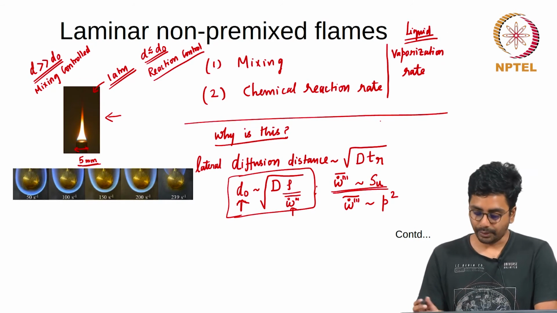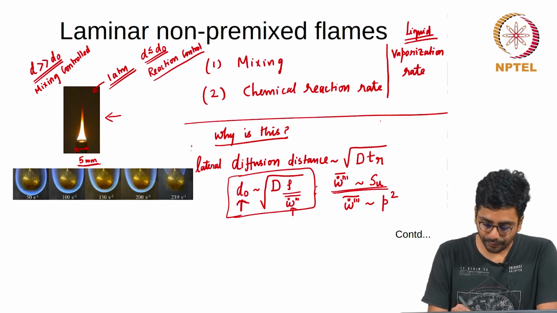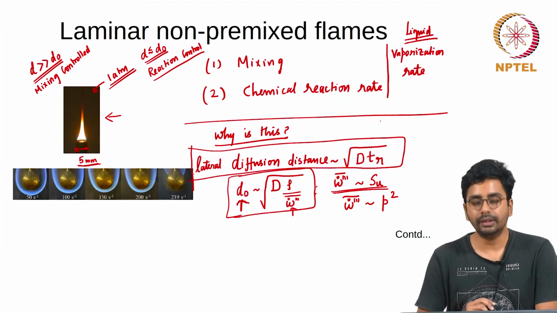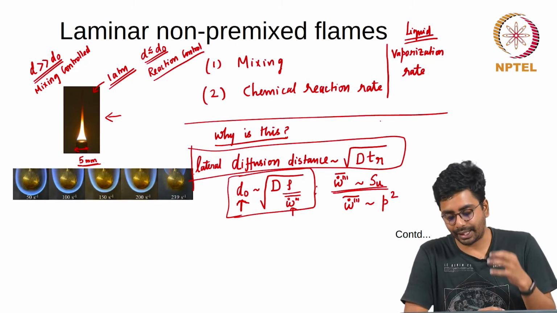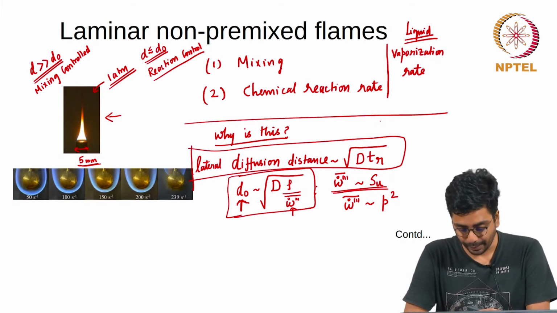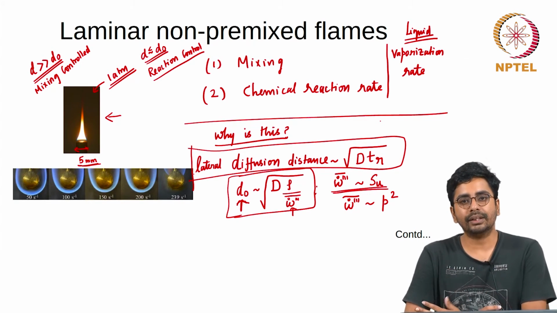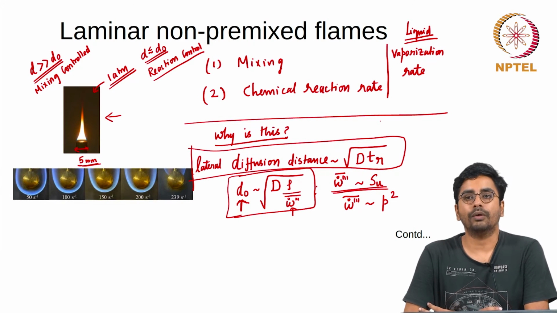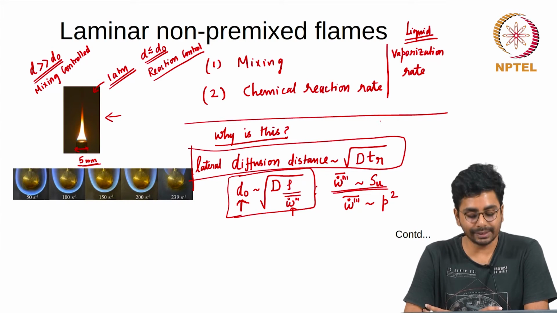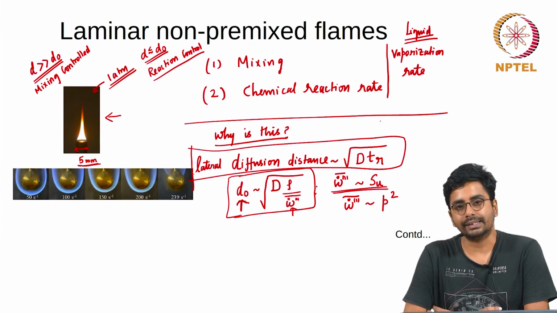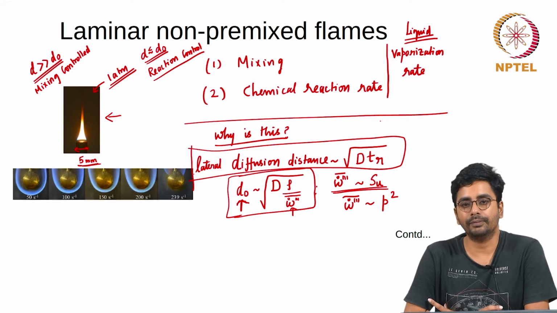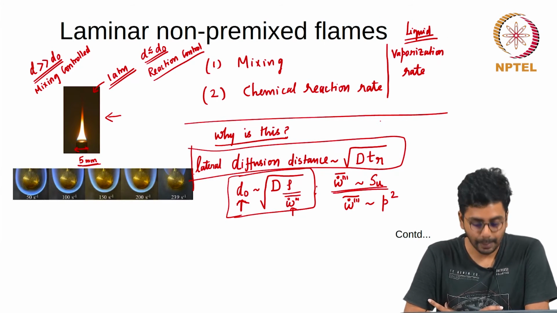So, the key idea is the idea of lateral diffusion, which is measured as the reaction rate limited diffusion distance, and the relative magnitudes of the length scale of the system and the diffusion distance determine whether a non-premixed flame is diffusion controlled or reaction controlled.